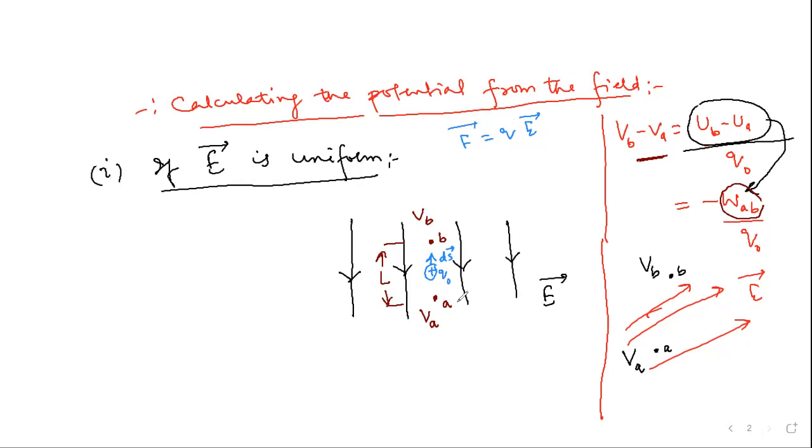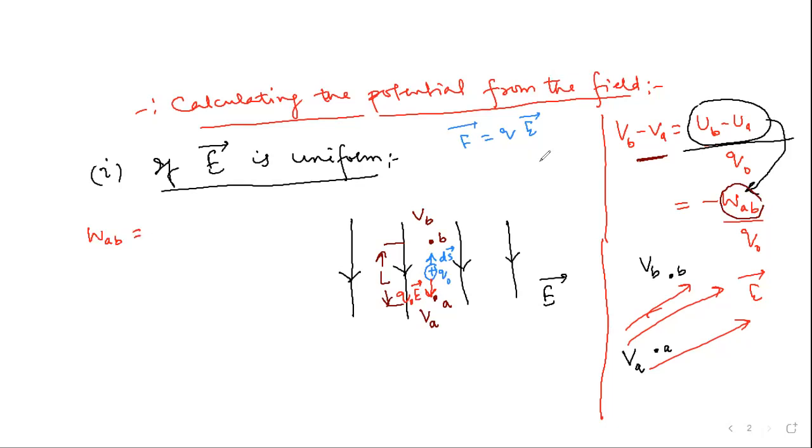So my test charge is positive, it will experience force in the direction of the field. So force experienced by it will be in downward direction. So I show force by another color. So this force experienced by it, whose magnitude is Q naught E. Got it? So what is WAB?